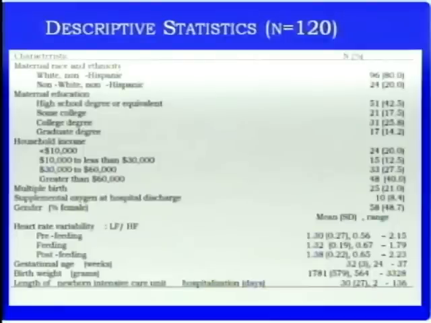Birth weight, you're probably not surprised, about 1781 grams with a standard deviation of 579. You can see the range 564 to 3328. And this is days in the NICU, so on average, the kids spent about a month there, and it ranged from 2 all the way up to 136 days, which is pretty typical. I didn't go over gestational age, sorry. The average mean was 32 weeks, and it ranged from 24 weeks to 37. So, not surprising that some of the 24-weekers spent 100 plus days in the NICU.